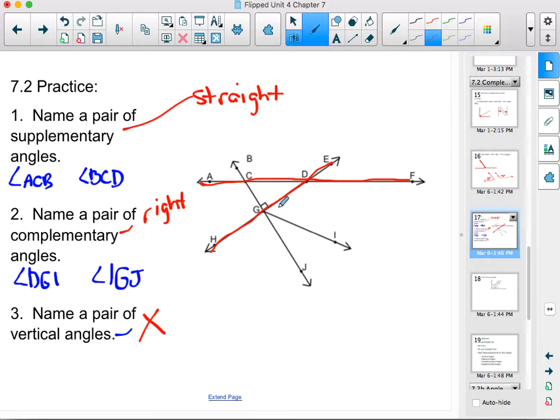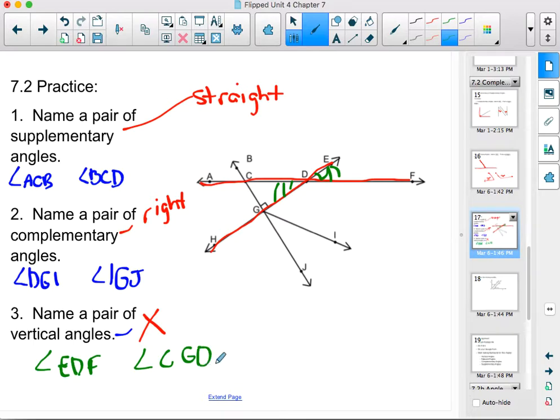So vertical angles would sit across from each other. So I am going to pick angle EDF and angle CDG. Those would be vertical angles to me. So angle EDF and angle CGD.